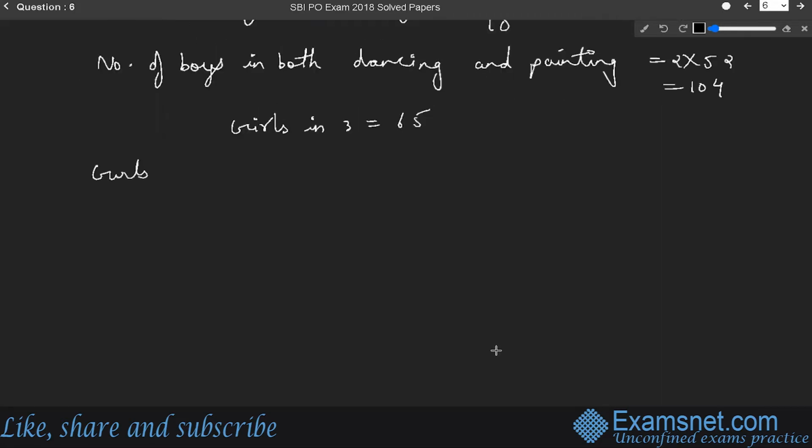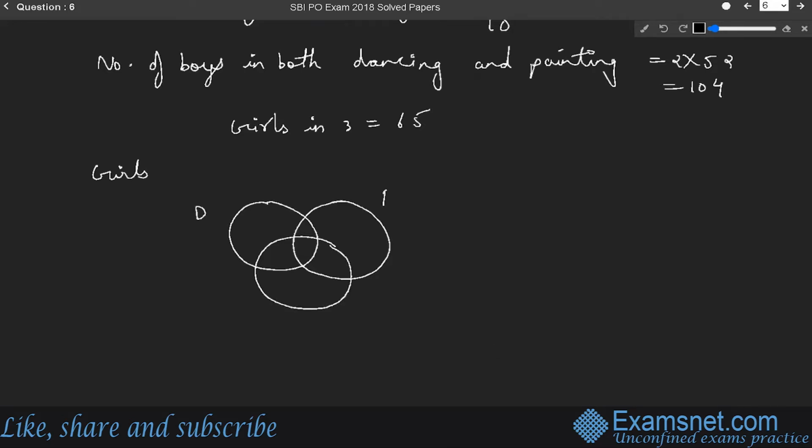For girls, the diagram is, consider this as the Venn diagram. For the girls, let this be D, P, and S, which is dancing, singing, and painting. So this is 65, 52, 156, 65, 130, and 182. And the total number of girls are 650.